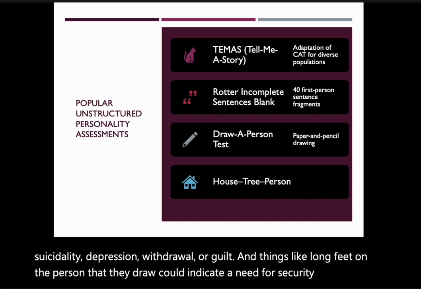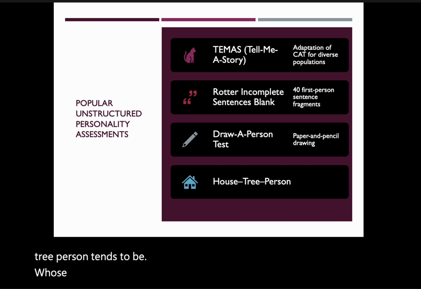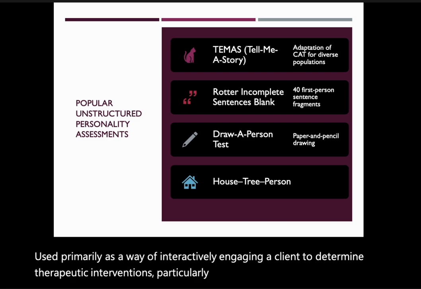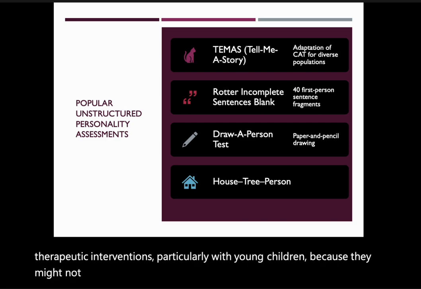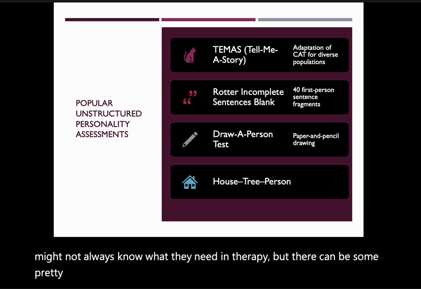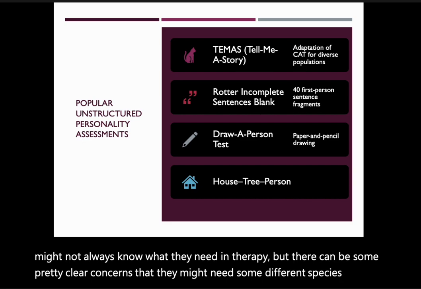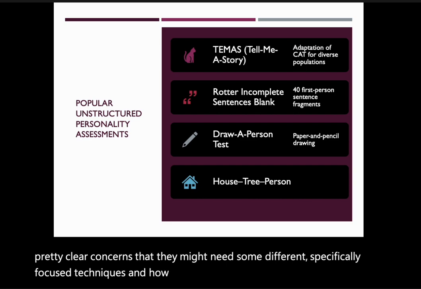The House Tree Person tends to be used primarily as a way of interactively engaging a client to determine therapeutic interventions, particularly with young children, because they might not always know what they need in therapy, but there can be some pretty clear concerns that they might need some different specifically focused techniques, and House Tree Person can help identify that.